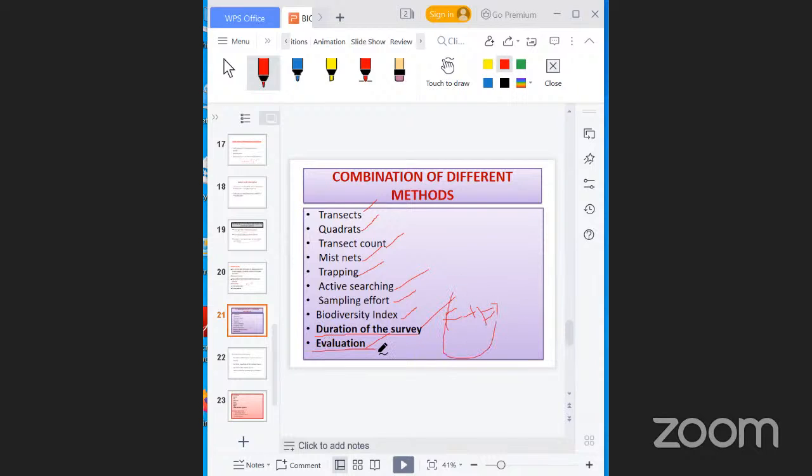So evaluation means impact analysis, right? After establishing the baseline study, we have to work systematically through the various activities and aspects of the development to determine the likely effect of those activities on these baseline studies, right? So next.